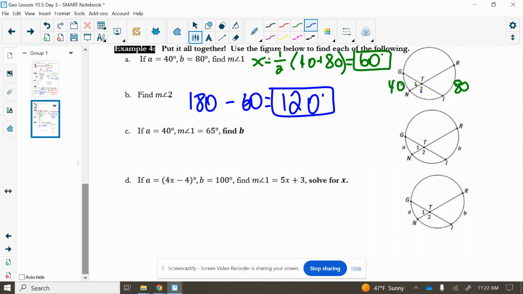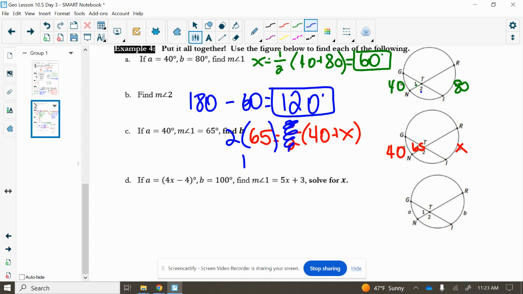In part C, we are given this time that the measure of the angle on the inside is 65. Arc A is 40. How big is arc B? So when you're given the angle on the inside, we know it measures 1/2 of arc plus arc. So double the angle to get rid of that 1/2. We end up with 130 equals 40 plus x. Subtract the 40 from each side, and x ends up equaling 90 degrees for that one.